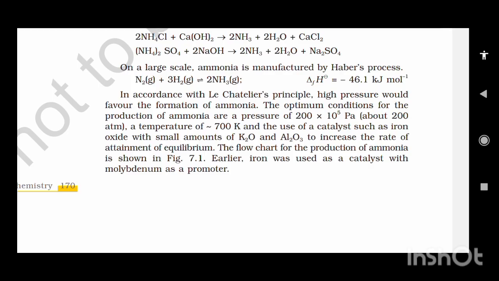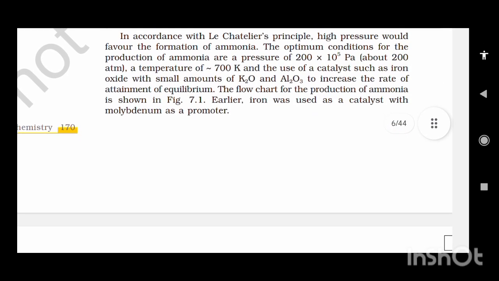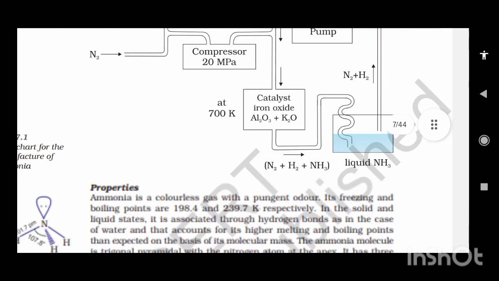The optimum conditions for the production of ammonia are a pressure of 200 × 10^5 pascals and a temperature of nearly 700 Kelvin, and the use of a catalyst such as iron oxide with a small amount of aluminium oxide to increase the rate of attainment of equilibrium. Earlier, iron was used as a catalyst with molybdenum as a promoter.